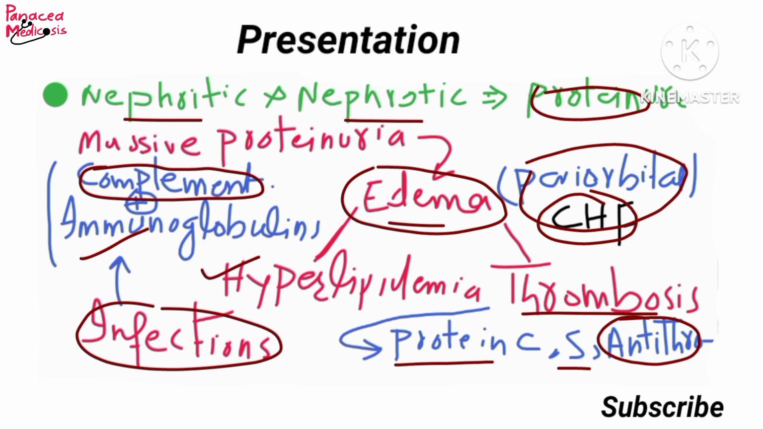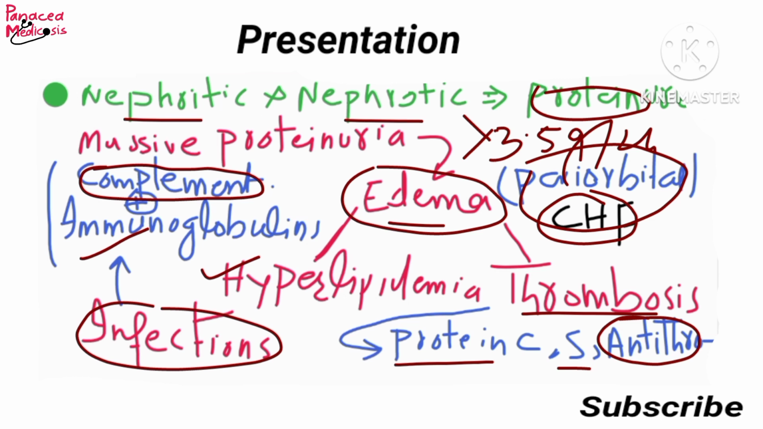By definition, nephrotic syndrome is proteinuria of more than 3.5 gram in 24 hours, and hypoproteinemia, hyperlipidemia, and edema.